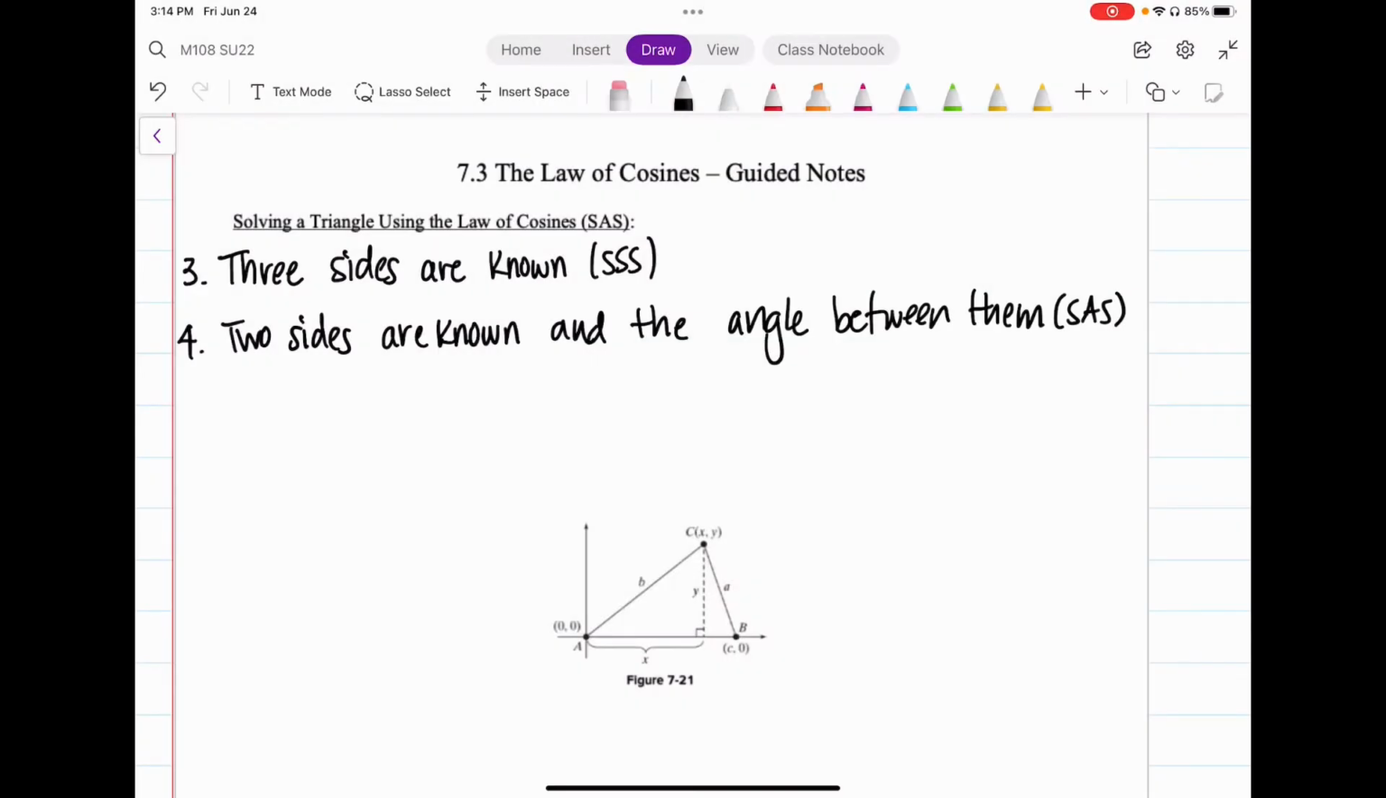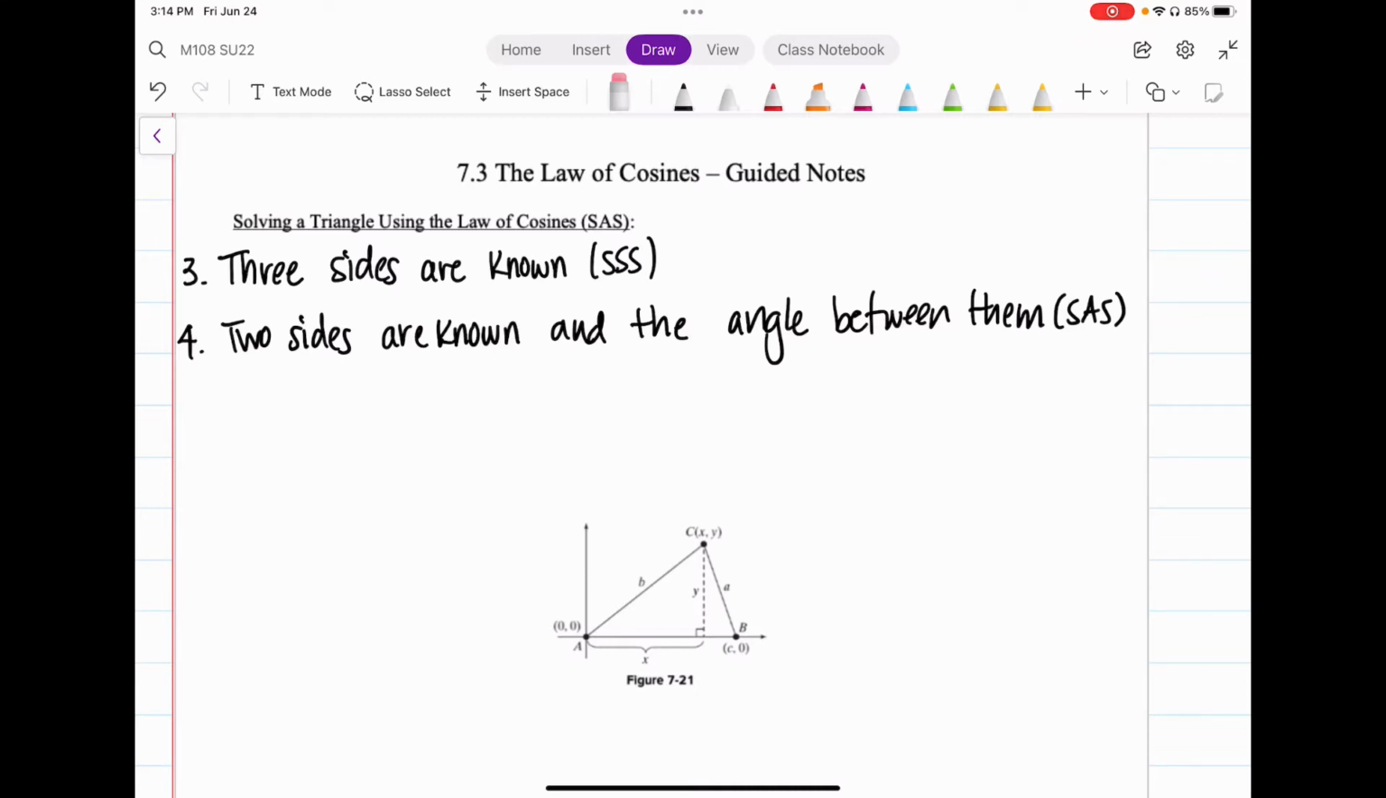Recall the law of sines said that the ratio of the length of a side of the triangle to the sine of the angle opposite is the same for all three angle combinations. The law of cosines addresses these cases where the law of sines does not apply.